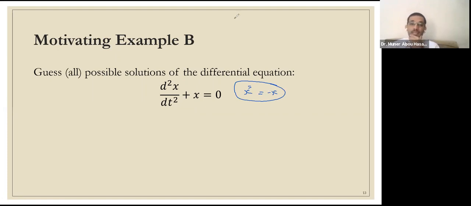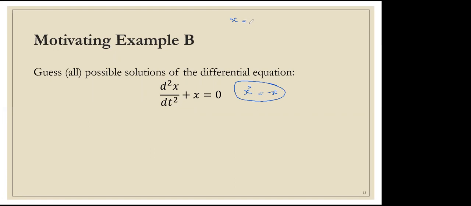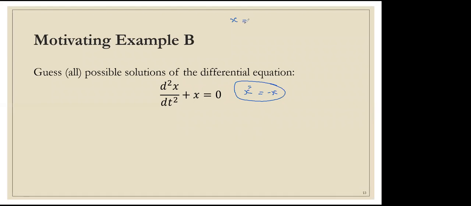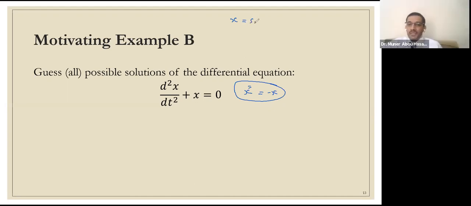Can anyone guess what x is, such that if you differentiate it twice, you will get the negative of the given function? Sine. Sine. Great. Cosine. Sine and cosine. Great. Muhammad, Arabi, and who said cosine? Me. Ahmed Khalil. Great. So I can choose my x to be sine t, and my x may also be cosine t.